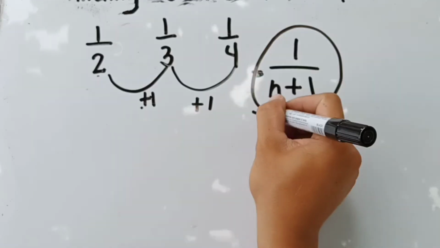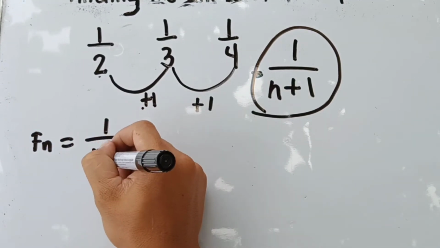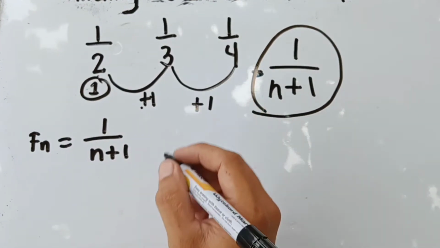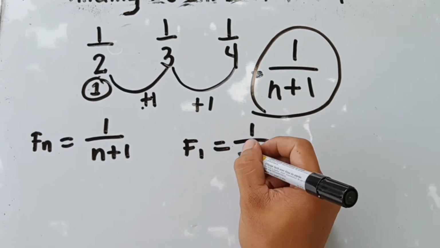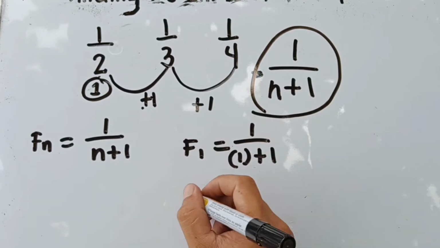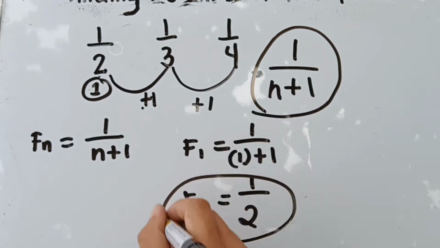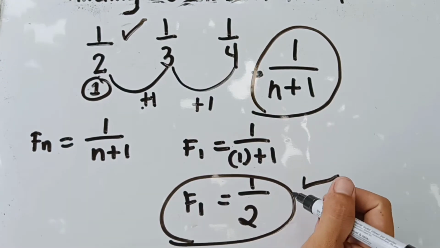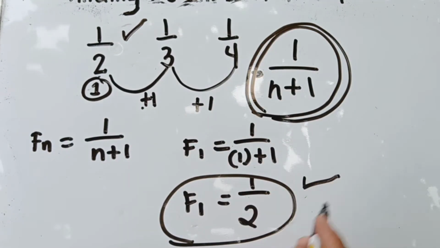Now let us try to check using this rule. So we have f sub n equals 1 over n plus 1. Now let us check for the first term. We have f sub 1 is equal to 1 over 1 plus 1. So our f sub 1 is equal to 1 over 2. So it is correct. So our rule or formula for this sequence is 1 over n plus 1. Now let us have another set of fractions.